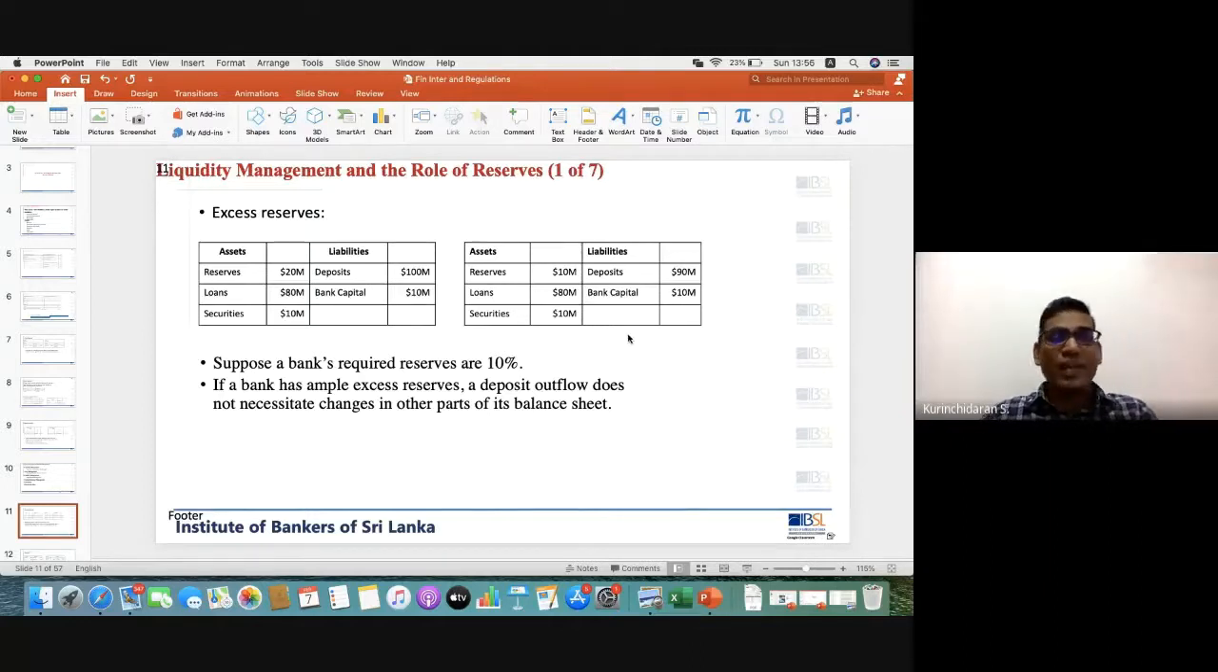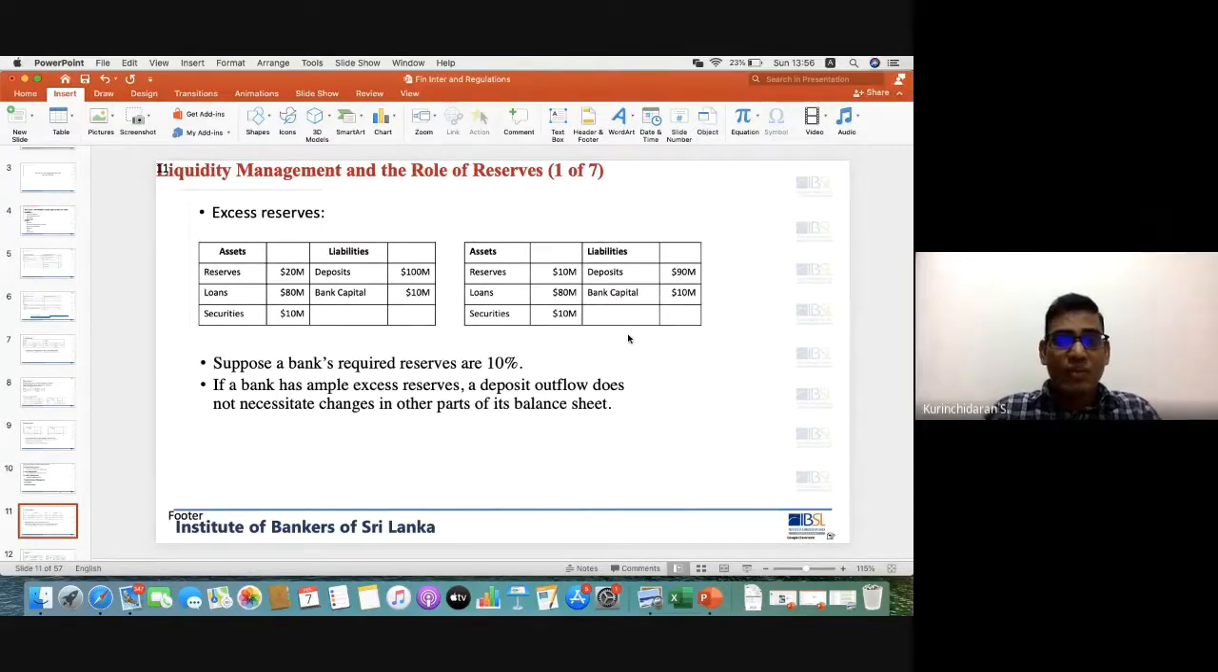What will happen? Okay, first scenario: excess reserves, right? What will happen if you have excess reserves? See first the liabilities. You have deposits of 100 million, and bank capital is $10 million, so altogether $110 million. On the asset side, you can see reserves of $20 million, loans of $80 million, and investment in securities of $10 million. So altogether $110 million. The sources of funds are deposits and capital, and the uses of funds are reserves, loans, and securities. The balance sheet size is now $110 million, right?